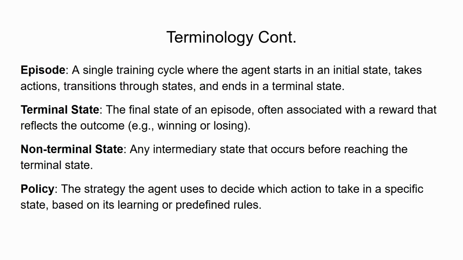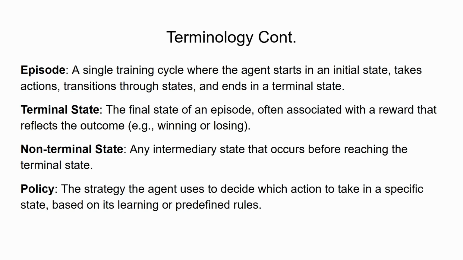Policy, the strategy that the agent uses to decide which action to take in a specific state, based on its learning or predefined rules. For an example policy, we may pick a random path and calculate its value. After taking the strategy for a couple of episodes during the start, we gain more experience. We may then converge on an optimal policy by picking the best path most of the time and sometimes exploring to see if there's a better, more optimal path to take.